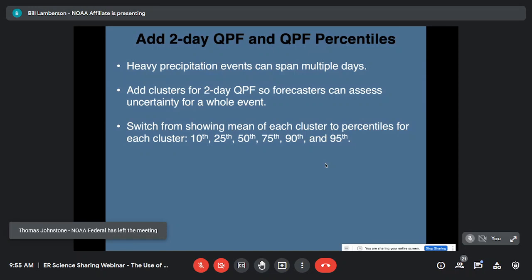Another thing we wanted to do was add 2-day QPF and QPF percentiles. Again, heavy precipitation events can span multiple days, so we wanted to add 2-day QPF so forecasters can assess the uncertainty for a whole event rather than having to look at 2 sets of clusters for one event. And we also wanted to switch from showing the mean of each cluster to the percentiles for each cluster. So we wanted to show the 10th, 25th, 50th, 75th, 90th, and 95th percentile for the members that comprise that cluster, instead of just looking at the mean of those members.